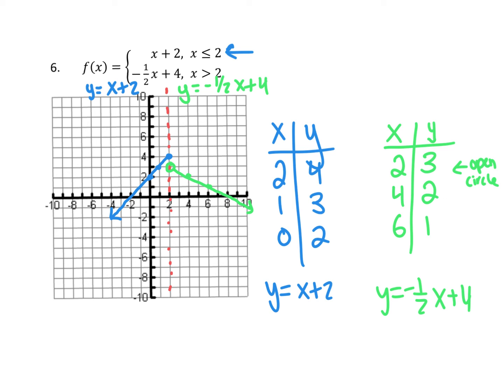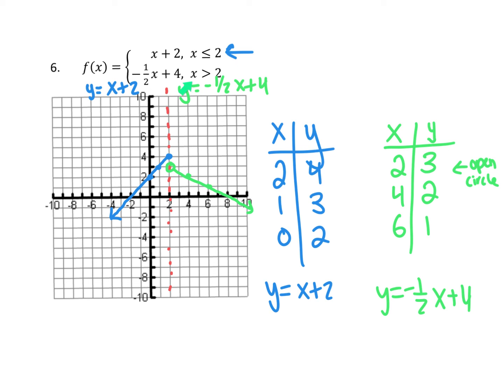I have now graphed this piecewise function. I have two pieces on my graph. I have the piece when x is less than or equal to 2, which I know is in this section of the graph, and I've graphed the line y equals x plus 2. Notice that I have a positive slope of 1, which is my coefficient of x, and it goes through the y-intercept of 2. So I can check it using all of my strategies and using slope-intercept form.